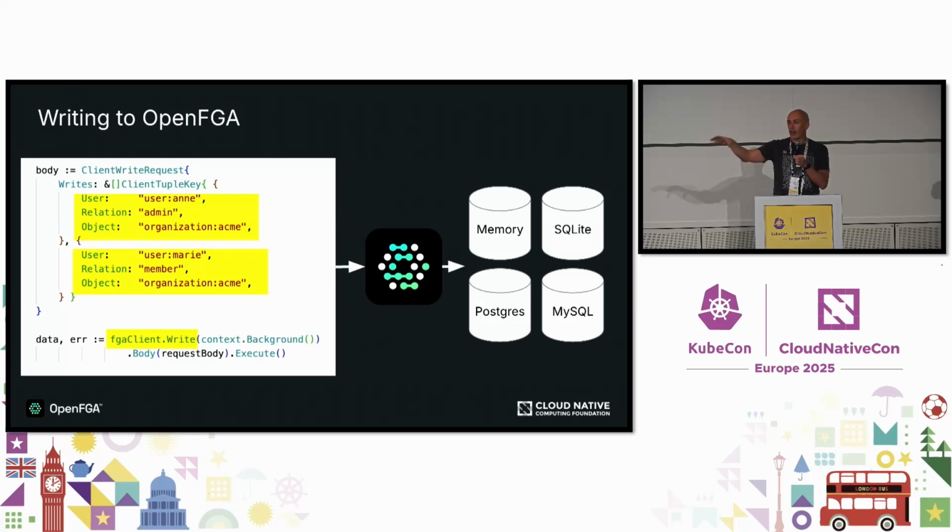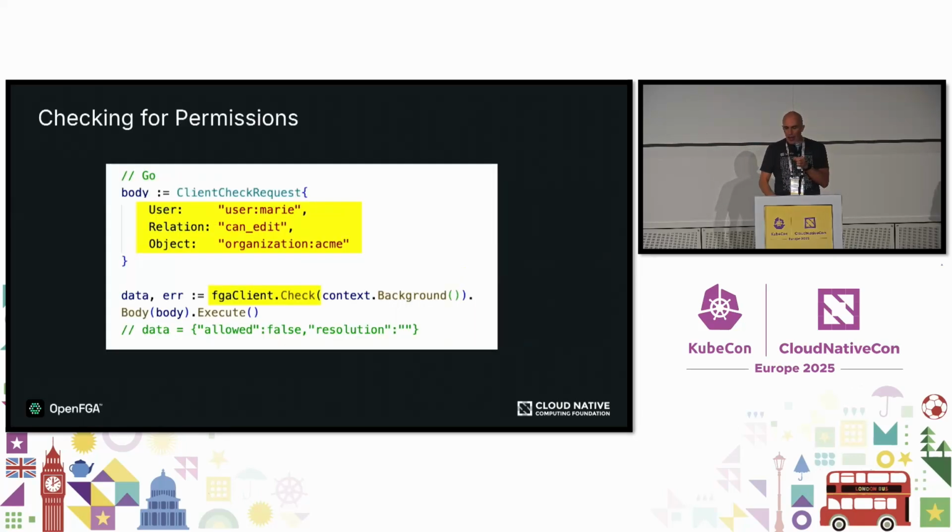We store that data in a database. We support SQLite, Postgres, and MySQL currently. And then whenever we want to know if a user can perform an action on a resource, we call the check API. In this case, whether Maria can edit a specific organization.